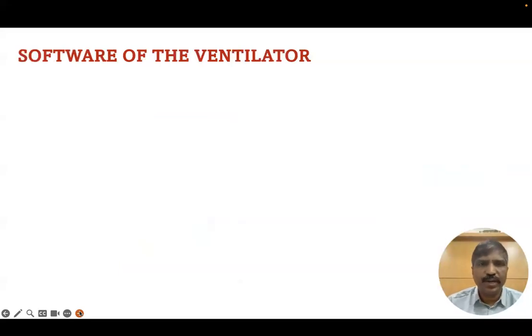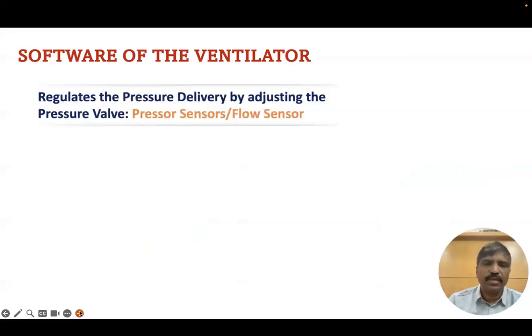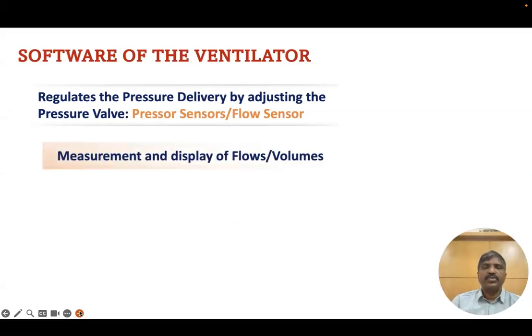Now let us look at the software of a ventilator. The software of a ventilator is nothing but a pressure sensor or a flow sensor. There is a chip inside the ventilator which gets the feedback from the flow sensors. The flow sensors are both pressure sensors and flow sensors. These measurements coming from the patient are displayed on the machine. So you have a display on the machine and a processing chip inside the machine. The chip processing and the sensors together are called the software of the ventilator.